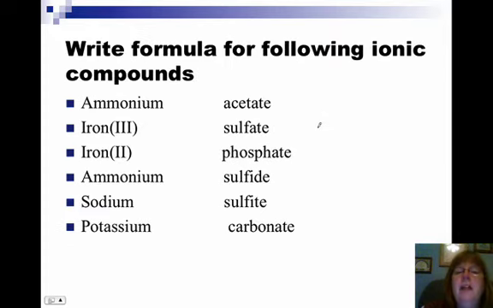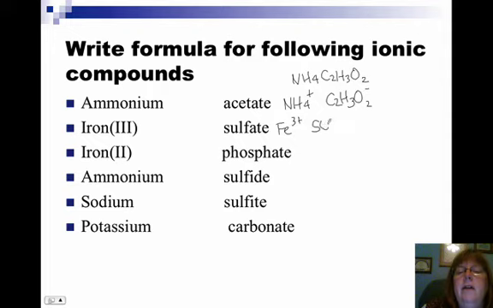I'll show you what I mean. All right, so let's go ahead and look at this. Ammonium is NH4, and it has a plus 1 charge. And this is acetate, C2H3O2, minus 1. It's a 1-to-1 ratio, 1 ammonium to 1 acetate. So ammonium acetate would have this formula, NH4C2H3O2, ammonium acetate.